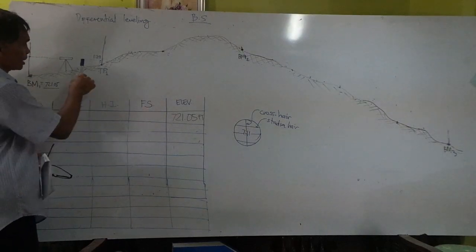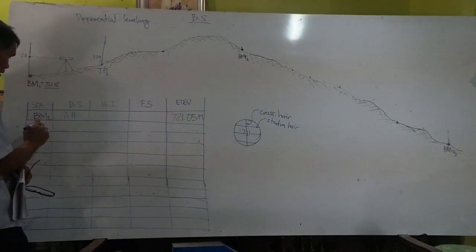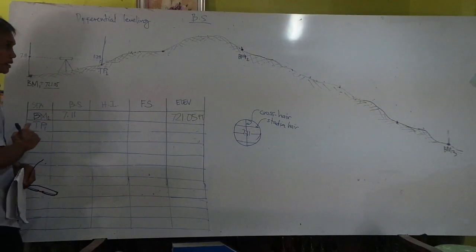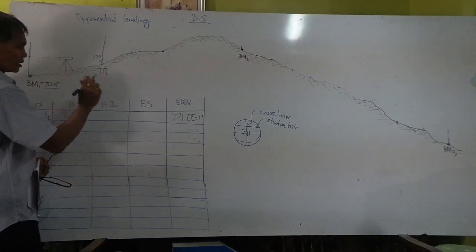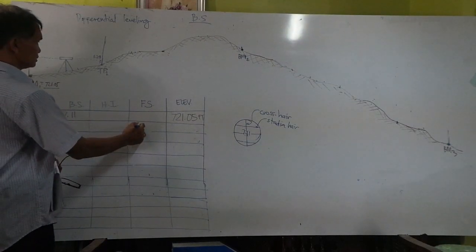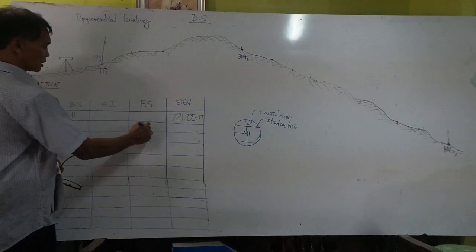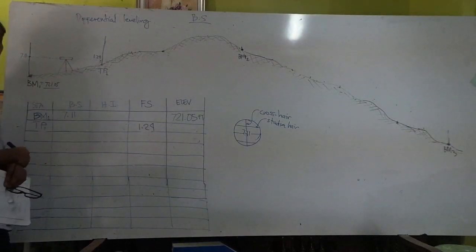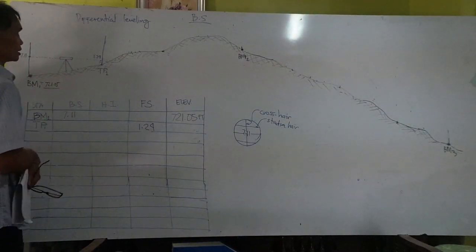Okay. So, ato rin na record sa turning point 1. Rod reading na foresight na is 1.24. I-record na sa foresight, sa TP1. No? TP1 man yung 1.